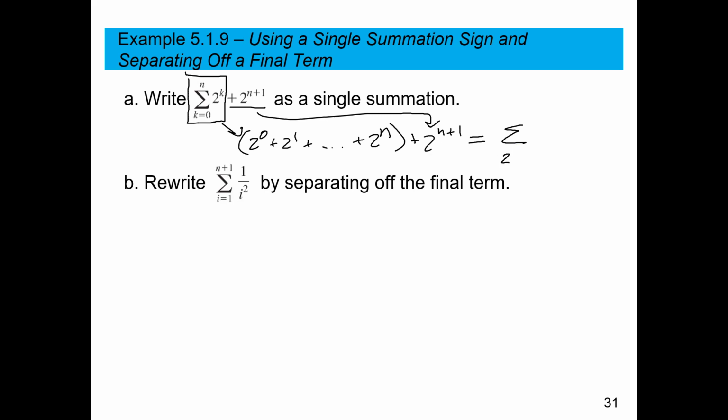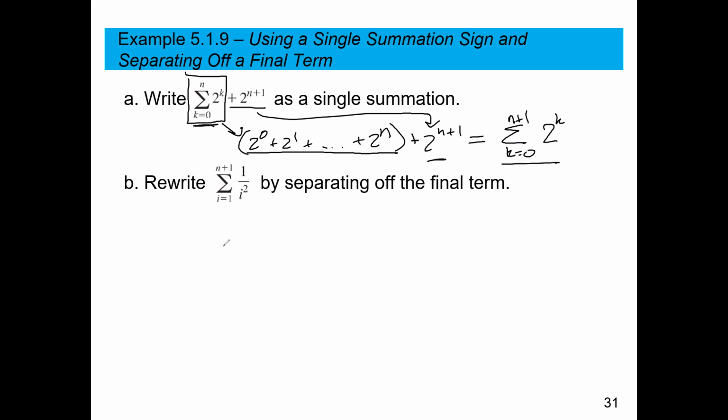From k equals 0 to n plus 1 of 2 to the k. Can you see how this right here just turned out to be this chunk right here, and then I added on that extra term and turned it back into this?